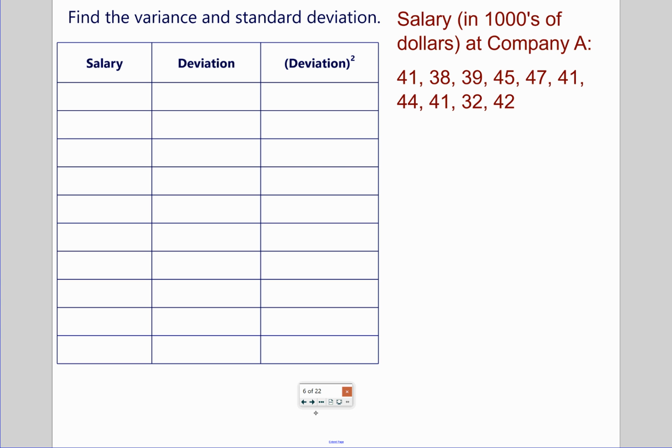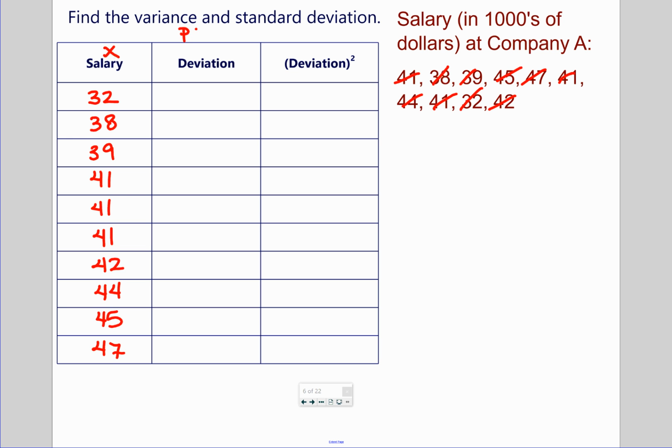We first need to order our data values. Probably that'll make our lives a little bit easier. This is salary in thousands of dollars. We can keep the zeros off of it and just remember at the very end everything's going to be in thousands. So my smallest number here is a 32. Just cross out things as I go. 38, 39, I've got 3 41s, a 42, a 44, a 45, and a 47. Those are your x's.